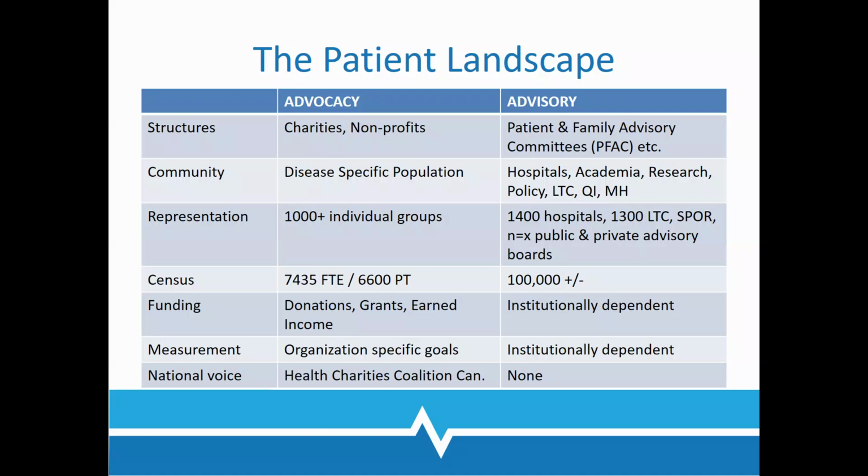On the right side is the advisory community, composed of patient and family advisory committees and similar constructs in hospitals, academia, research, policy, long-term care, quality improvement, mental health, community care, etc. There are over 1,400 hospitals, 1,300 long-term care. There's the SPOR program, jurisdictional communities such as BC's Patient Voices Network, and hundreds of public and private advisory boards. A rough consensus would add up to over 100,000 committed individuals. However, funding and measurement are institutionally dependent, and there is no national voice.